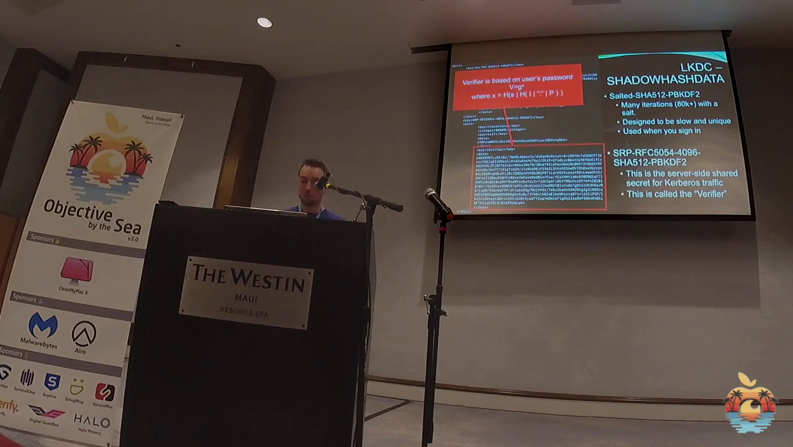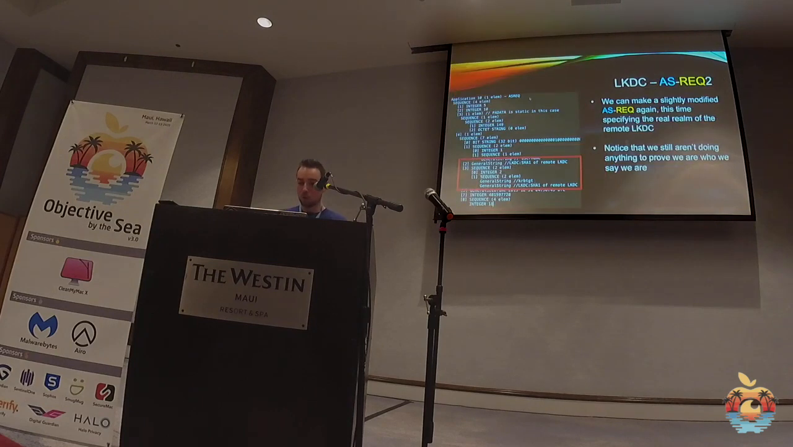So this big blob down here is the verifier. This is the server-side shared secret. In Windows, both sides had the shared hash, and that's how you did things. In this case, though, they're a bit different on either side. If you're curious, it's a bunch of math and hashes and stuff that's going on to be able to generate this thing. But now that we know the remote realm, the LKDC SHA-1, whatever SHA of the remote box, we can do another request.